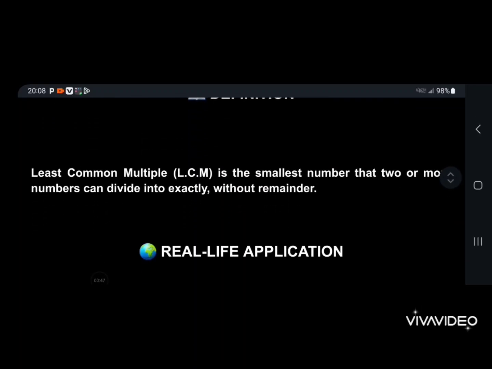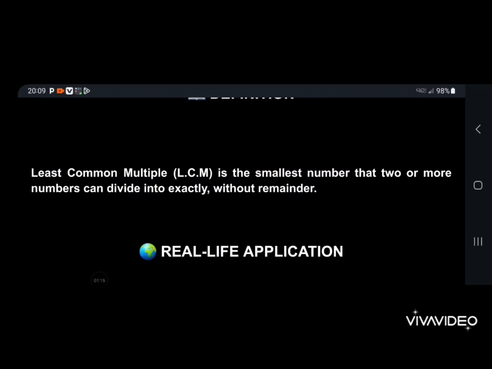So moving to the definition, least common multiple is the smallest number that two or more numbers can divide into exactly without remainder. This is the simplest definition that you will ever see about L.C.M. So let me use another proper way to explain it to you. Let's say, for example, they ask you to find the L.C.M of 2 and 3. In another word, what they are trying to say is: find a particular number that 2 will enter, 3 will enter at the same time without remainder.